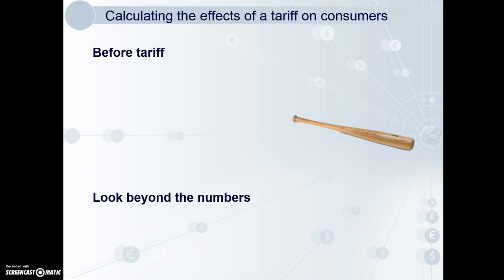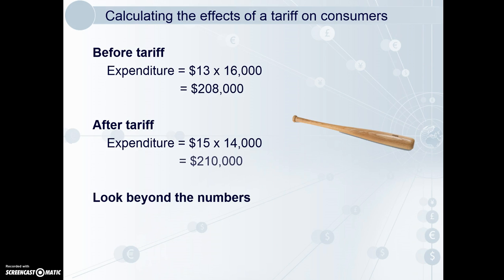Starting with domestic consumers, you may be asked to calculate consumer expenditure before and after a tariff is imposed. Pause and work these out yourselves. We see that before the tariff, consumers spend $208,000 on baseball bats, whereas after the tariff, they spend $210,000. On the face of it, this isn't a large increase, $2,000. In some cases, total expenditure could decrease. It depends on the price elasticity of demand. Think back to the total revenue test that we did last year.